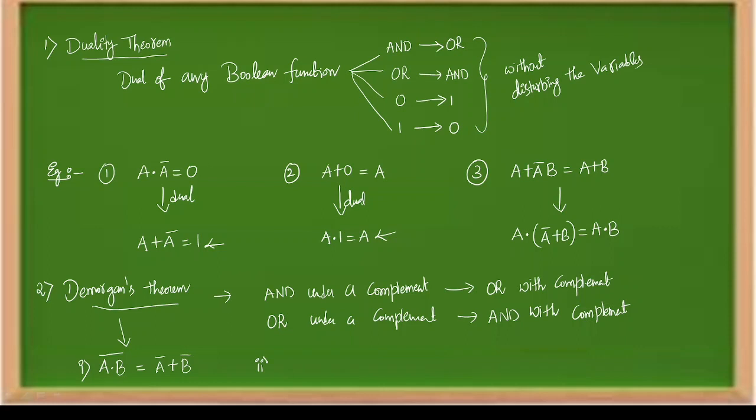Let me write the second postulate. You can extend this theorem to any number of variables, but basically I'm considering only two variables here. Similar to this, I can do it with an OR operation also. I have an OR operation between two variables, and it is under the complement. According to De Morgan's theorem, this OR is converted to AND, so that it changes to A complement and B complement. So OR is replaced with AND, and I am applying the complement to both variables. This is called De Morgan's theorem.